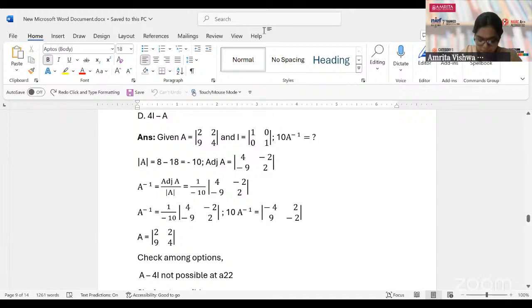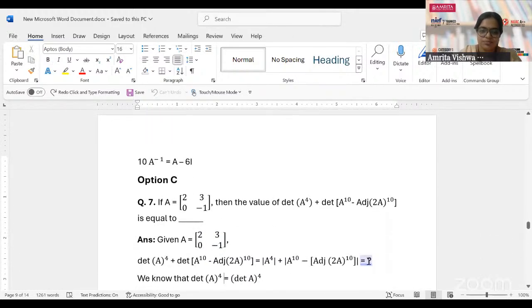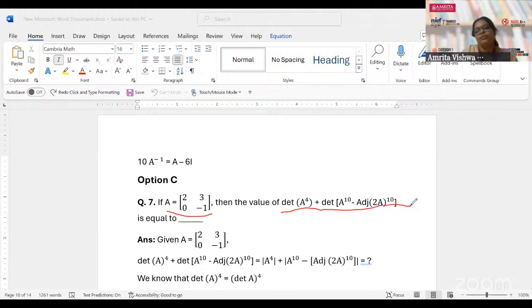So yes, we'll move to the next question. It's a little bit interesting one. Okay, I hope you can see the screen. Given that A is equal to [2, 3; 0, -1], we need to find determinant of A raised to 4 plus determinant of A raised to 10 minus adjoint of 2A raised to 10.